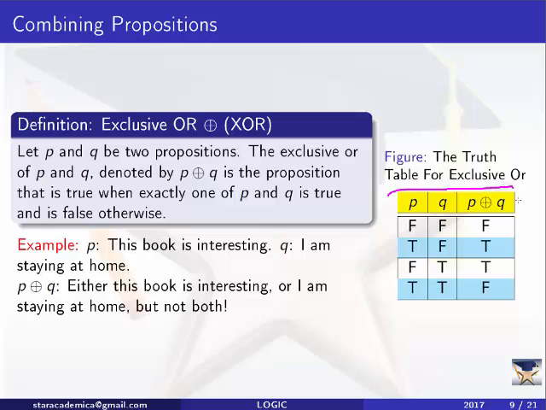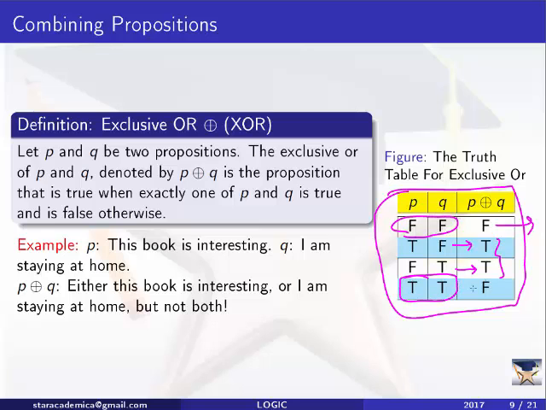And the truth table comes like this. So if one of them is true, we get true. Okay, P true, Q false, or P false, Q true. The result is true. But if they are both the same, whether they are both false or they are both true, we have a false statement.